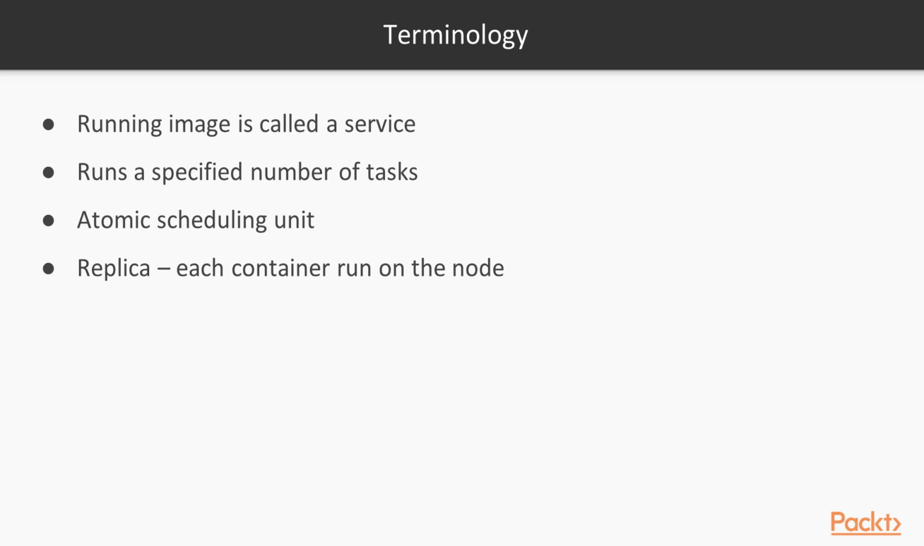Regarding the terminology, in swarm mode, a running image is called a service, as opposed to a container, which is run in a single Docker host. One service runs a specified number of tasks. A task is an atomic scheduling unit of the swarm that holds the information about the container and the command that should be run inside the container. A replica is each container that is run on the node. The number of replicas is the expected number of all containers for the given service.